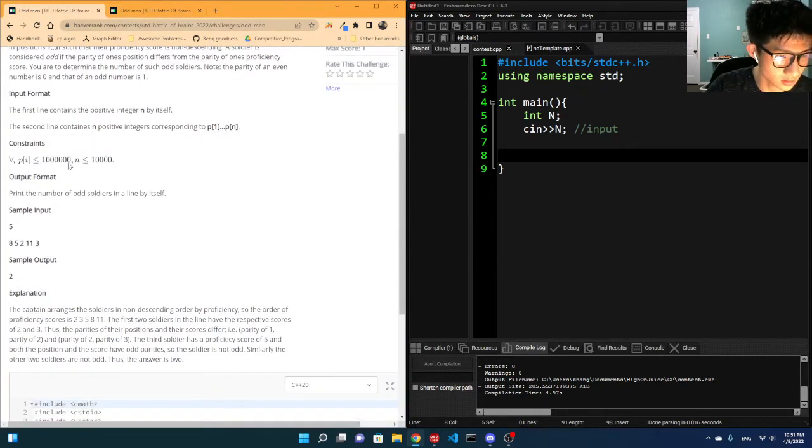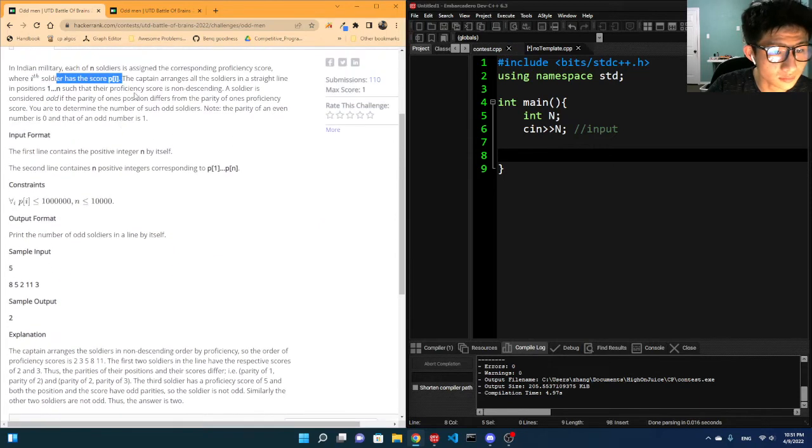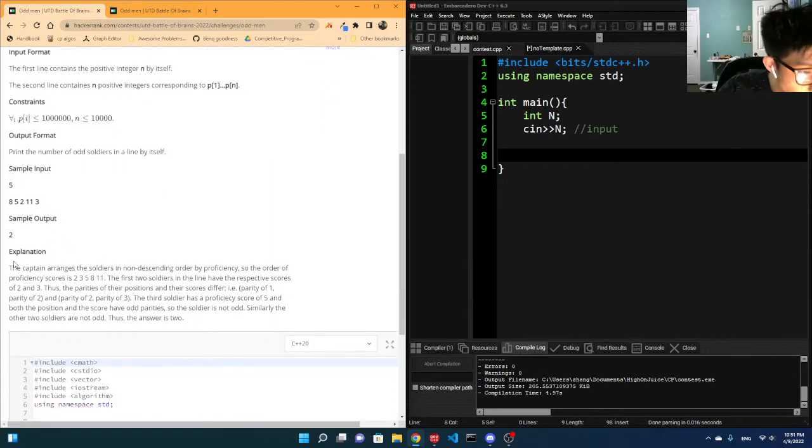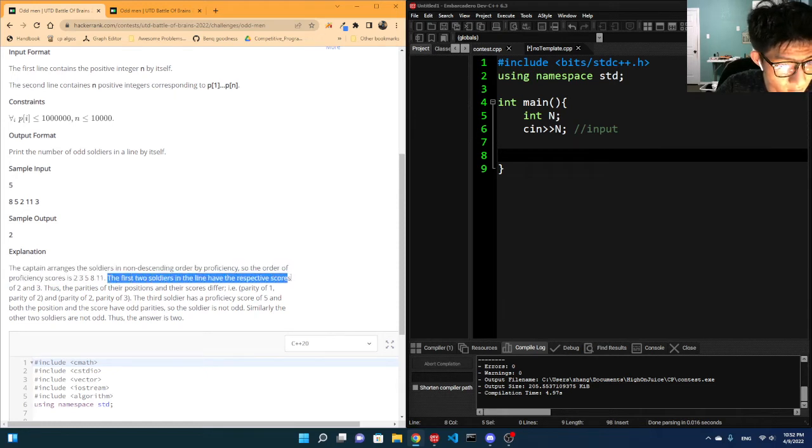So this is just like, I think the value of P_I is less than that. P is the soldiers, I'm guessing. Yeah, score. It's odd if one's position differs from its parity. Let's see the explanation. The captain arranges the soldiers in non-decreasing order by proficiency, so the order of the proficiency scores are 2, 3, 5, 8, 11. Okay, so it sorts it first. The first two soldiers have 2 and 3, thus the parities of their position differ. Parity of 1, parity of 2. Okay, so they start by 1. I think I get a solution.